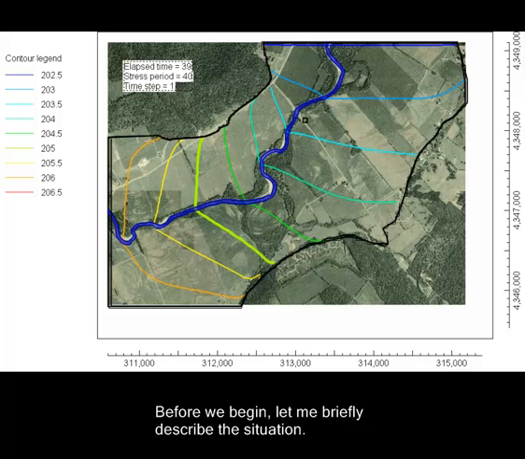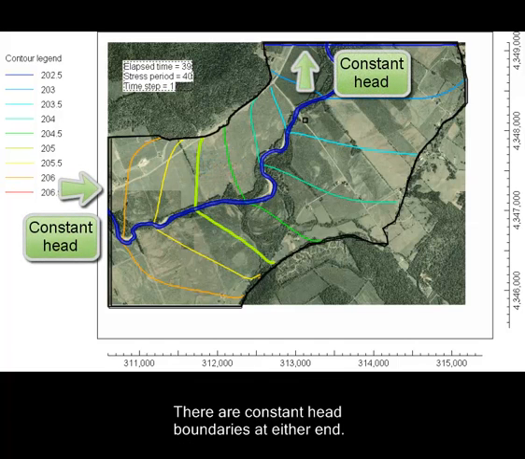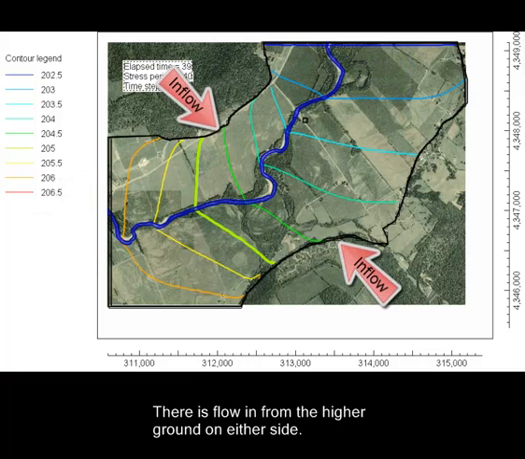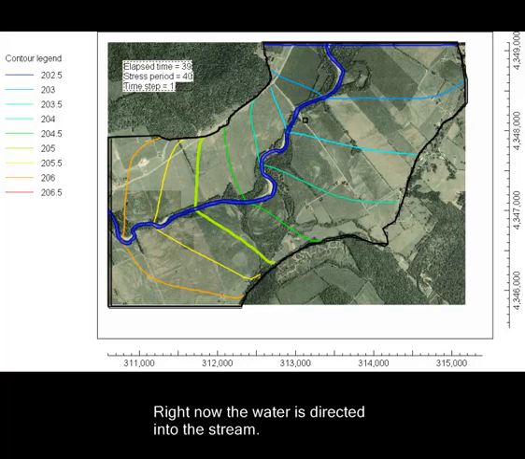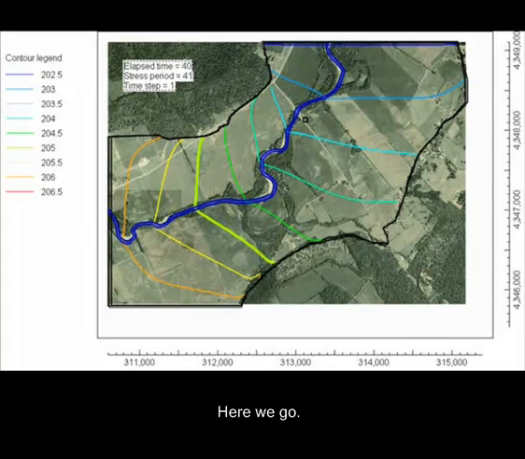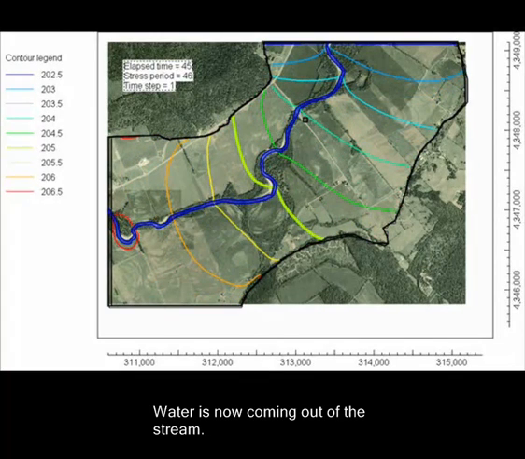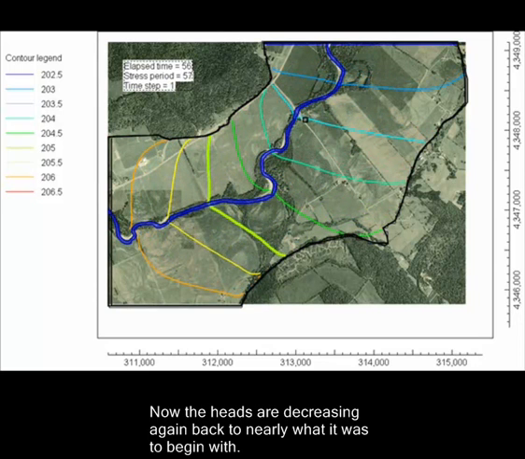Before we begin, let me briefly describe the situation. There's a river running from one end of the model to the other. There's constant head boundaries at either end, and there's a flow in from the higher ground on either side. The river will rise in head and then fall again during the course of the simulation. Right now, the water is directed into the stream. You'll see that that changes during the course of the simulation. Here we go. The heads are starting to get higher. The water is now coming out of the stream here. Now the heads are decreasing again back to nearly where it was to begin with.